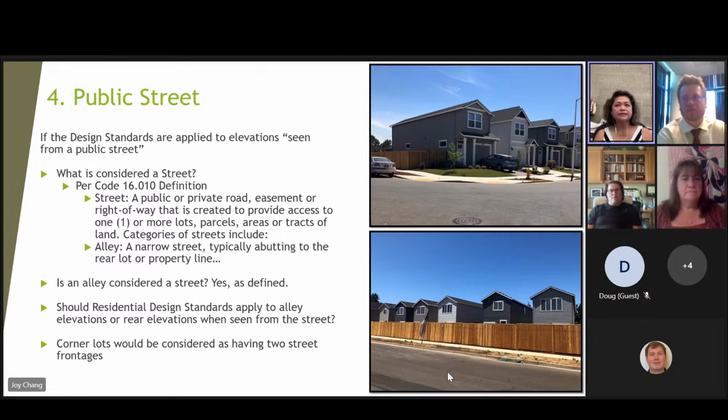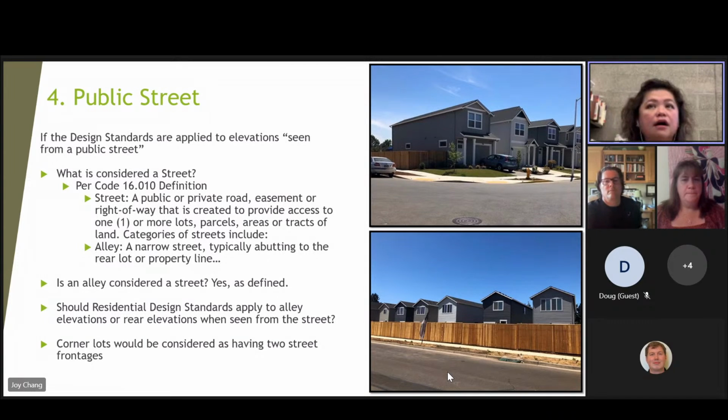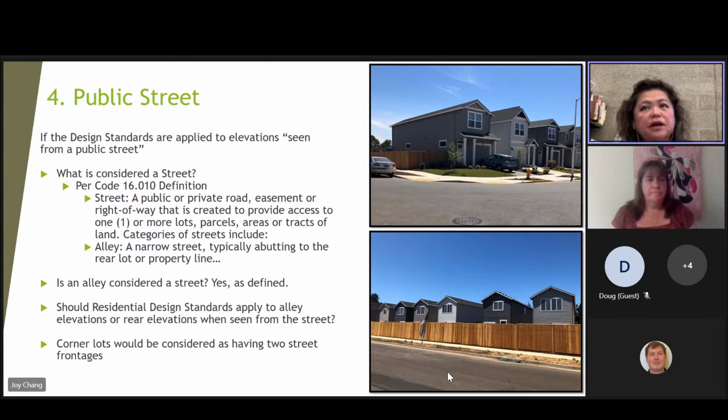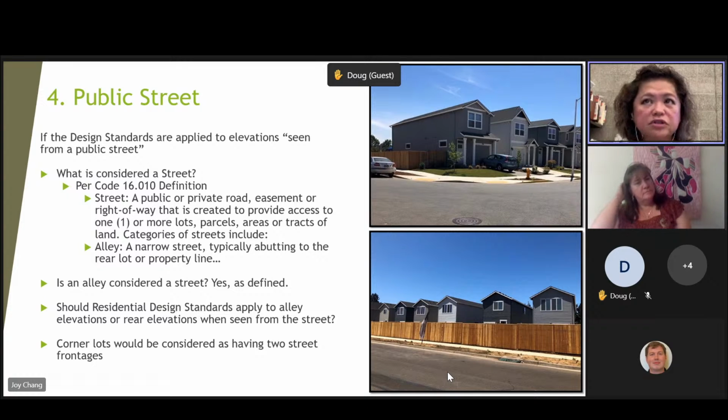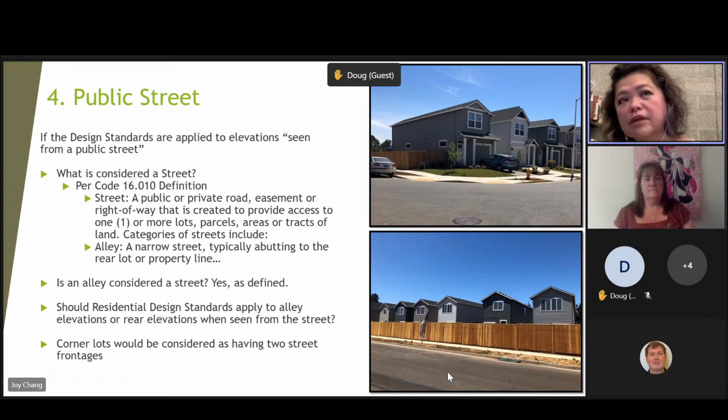So then the next item that was identified has to do with public street. If the design standards are applied to elevations that are seen from a public street, the question was, what is considered a street? And of course, we have a definition of a street, which is a public or private road, easement, or right-of-way that is created to provide access to one or more lots, parcel areas, or tracts of land. That does include alleys, because there was a question, well, is an alley considered a street?